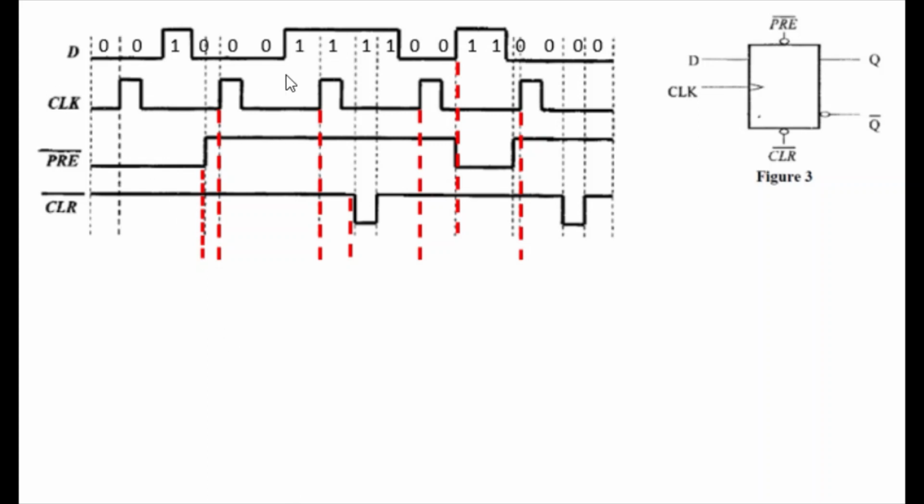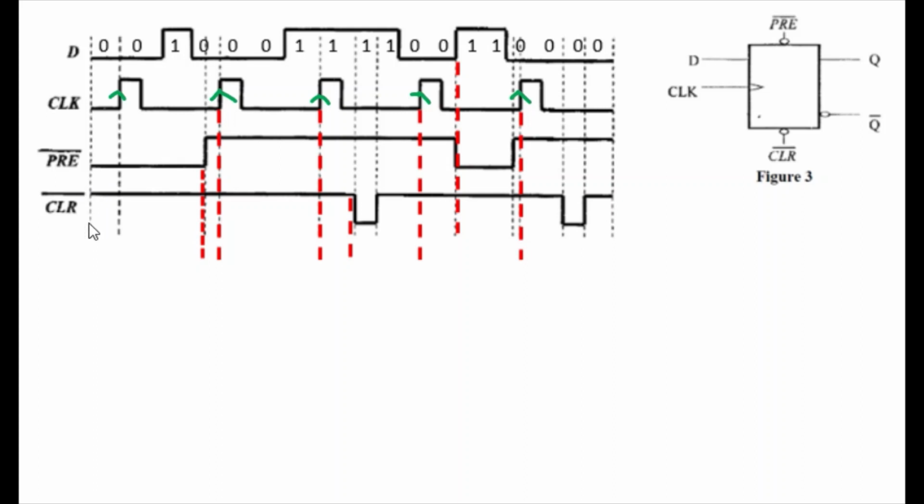The D input is given, so I put the values of the waveform 0, 0, 1 like this. Now the clear command and the clock. The clock is this, and I have put red lines at the positive edges to show where they are. We can also put arrows at the positive edges. These are our triggering positions.